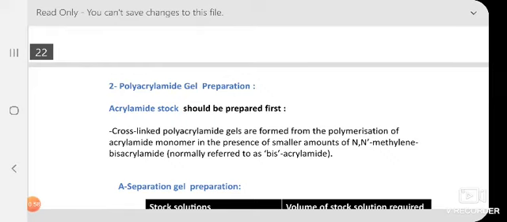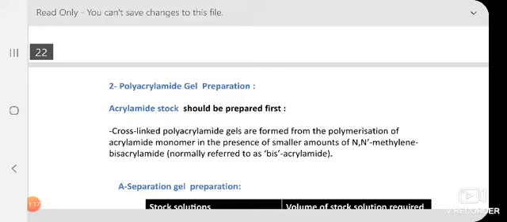One gel is the stacking gel, one gel is the running gel. So first we cast the running gel, that means the bottom, the separating gel. Then once it solidifies, we cast the stacking gel. Okay, now for polyacrylamide, we need to prepare a stock.